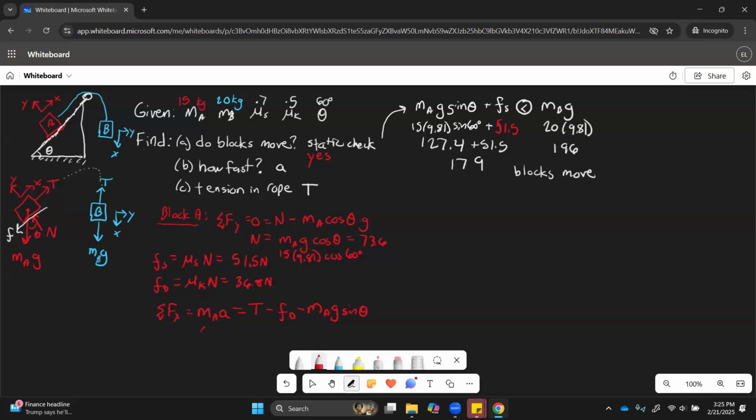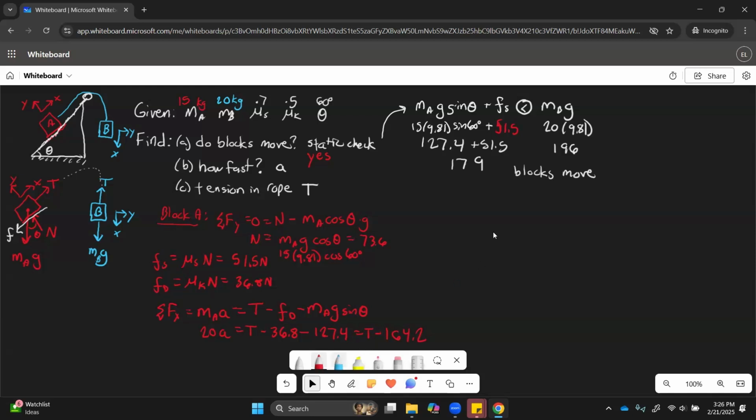So we'll have 20 times A equals T minus 36.8 minus the MAG sine theta, which is the 127.4 we got up here. All right, and so that's going to equal also T minus 164.2.